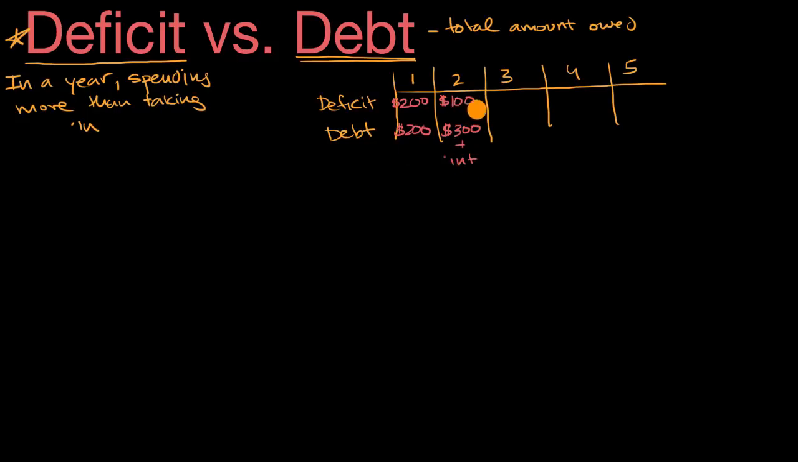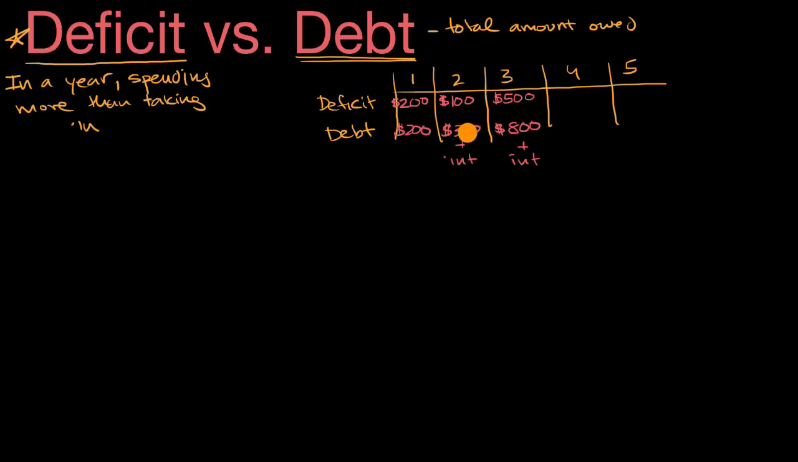And then you can see where this goes. If in year 3 we run another deficit of, let's say we spend a lot this year, a lot more than we take in, so we have a deficit of $500 billion, well, then that will just add to our debt. So it's now going to be $800 billion plus the interest.